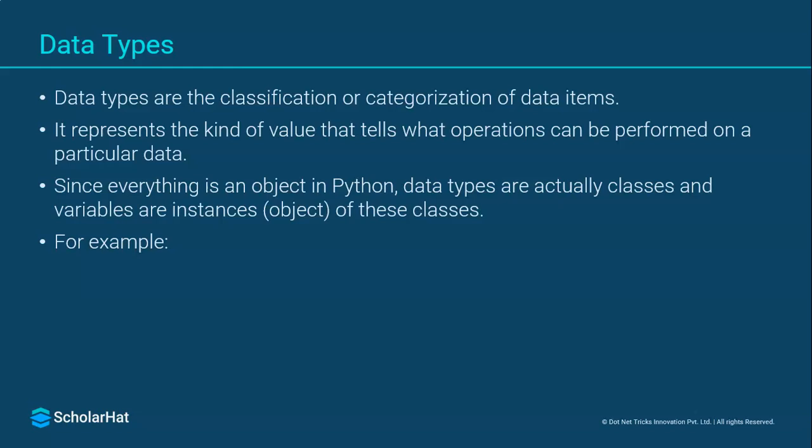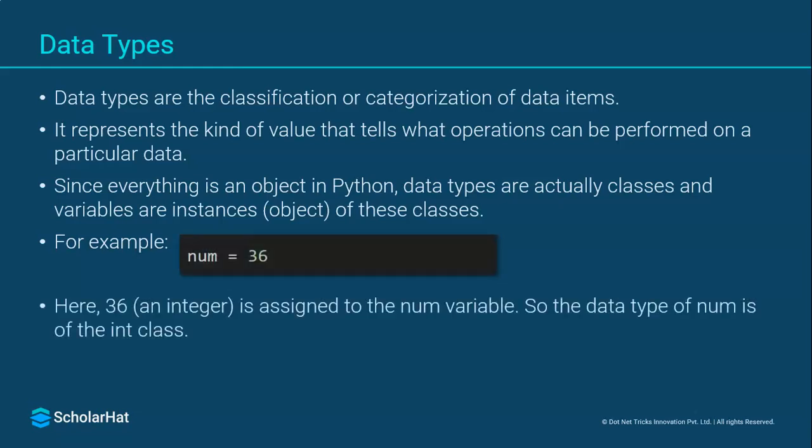In technical words, you can understand this. I will thoroughly talk about objects and classes in my upcoming session. Here 36 is the value being assigned to the variable num. So the data type of this num is an integer class.